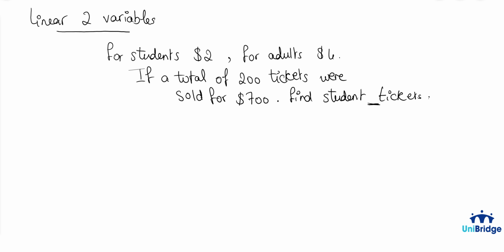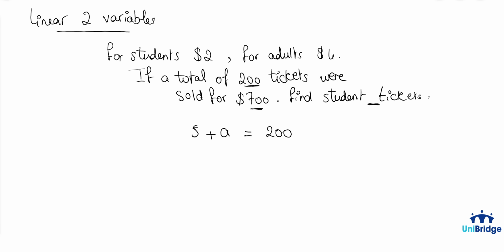So the first equation usually relates to the quantity. So your unknowns, let's call them S and T, the number of student tickets and the number of adult tickets, should be equal to 200. So the number of student tickets and the number of adult tickets, let's call adult A to avoid any confusion. These should be 200. Now this represents the quantity.